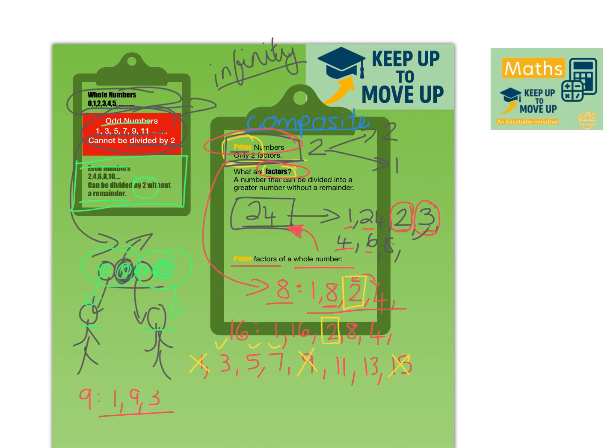So factors are numbers that can go into greater numbers. So if you're asked to give the factors of a specific number, the factors have to be smaller than the number that you are given. And that concludes lesson 1 on whole numbers.